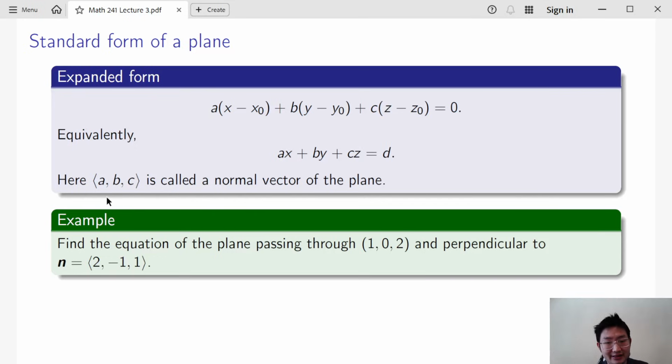And here, ABC is a normal vector, and it can be the 2, negative 1, 1 here. Let A be 2, B be negative 1, and C be 1. And because it passes through 1, 0, 2, we can also plug in x equals 1, y equals 0, and z equals 2. The dot product is equal to 4, and here then we have d is equal to 4. So the equation is 2x minus y plus z is equal to 4.